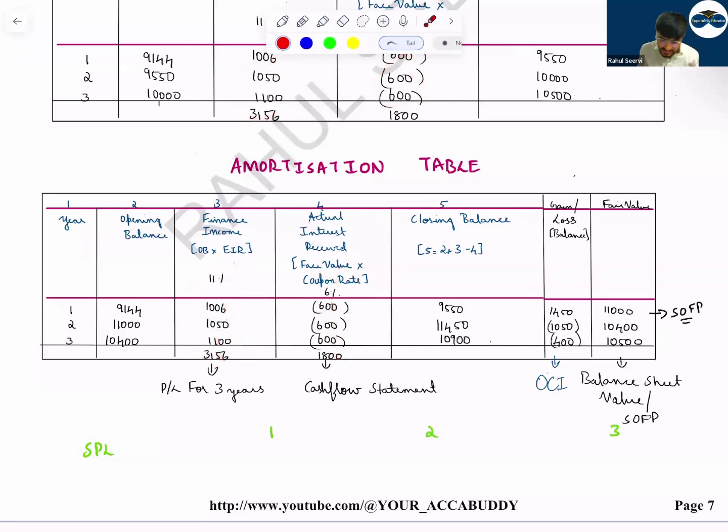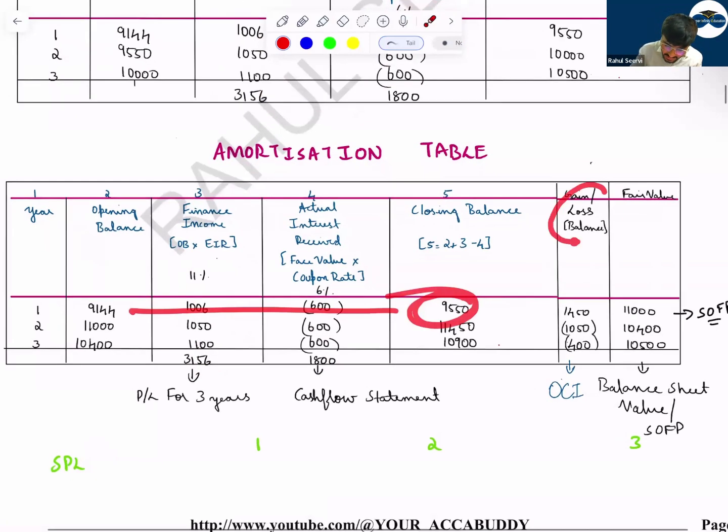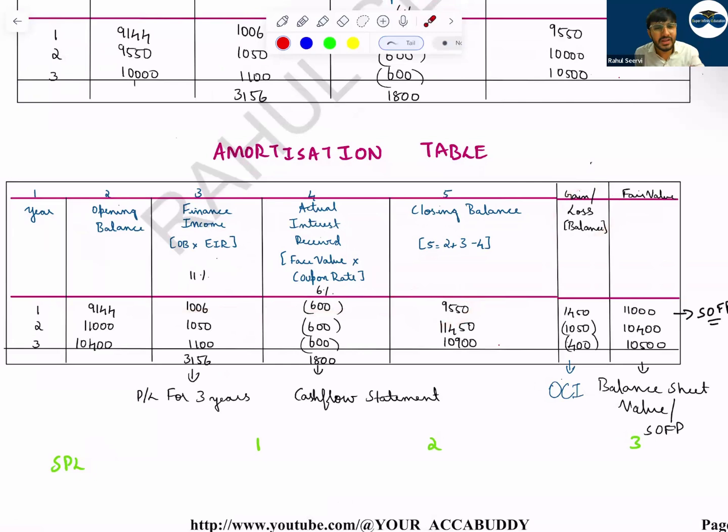These things will remain the same as per the amortized cost method. Only the closing balance will change. The closing balance you got is 9,550. Then you will have a gain or loss, because you should record this at fair value. Fair value is 11,000, so the difference is 1,450. Then you take this balance of 11,000 as the opening, but the finance cost will remain the same. You will not apply finance cost on this at 11%. It will be wrong. Then the actual interest payment is made.